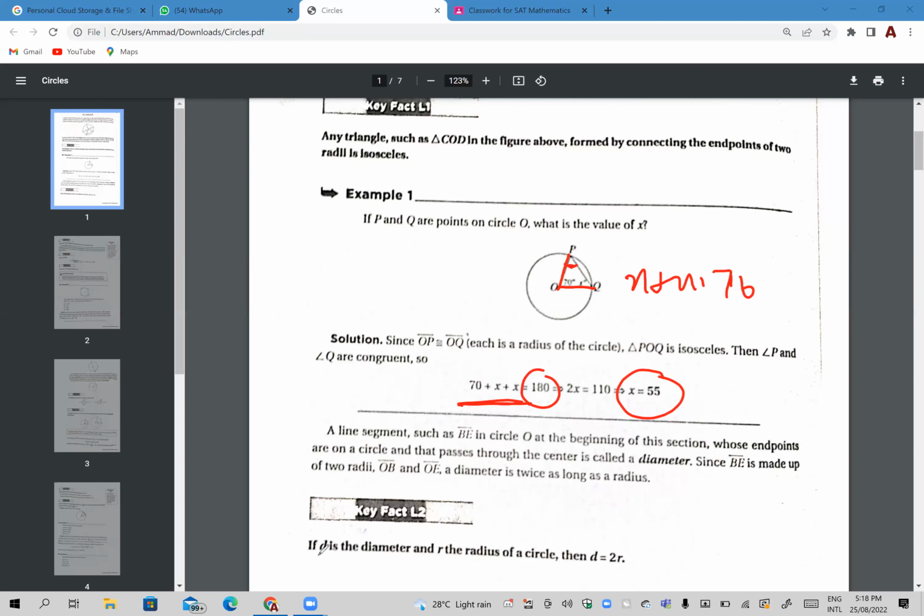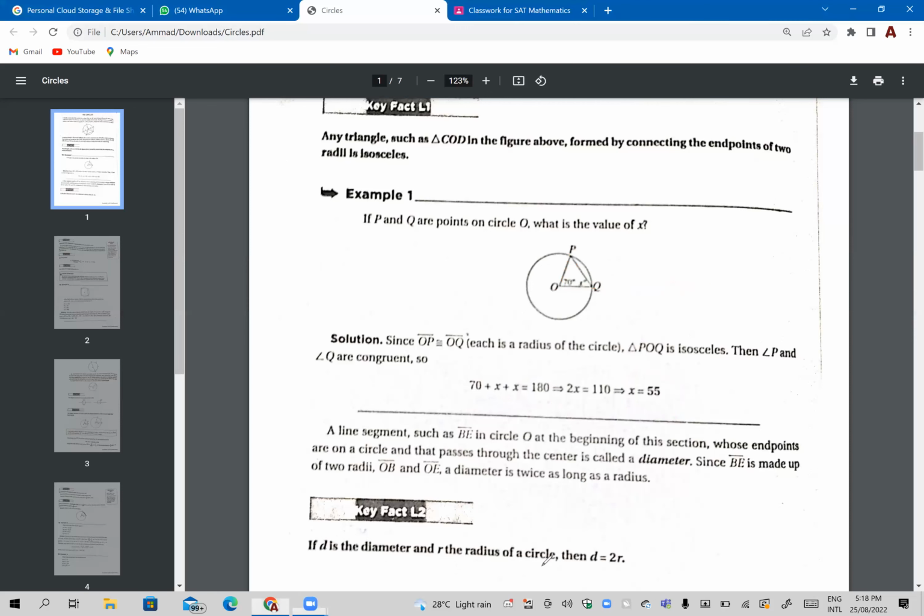Key fact 2. If D is the diameter and R is the radius of a circle, then D is equal to 2R. Very basic. We already know diameter is twice the radius.